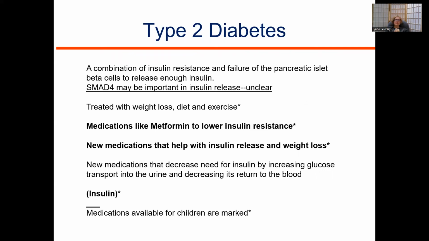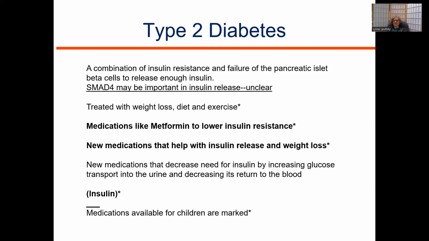To have type 2 diabetes rather than metabolic syndrome, you need to have a combination of insulin resistance and failure of the pancreatic islet beta cells to release enough insulin. SMAD4 may be important in insulin release. There are some studies suggesting this, but the mechanism is really quite unclear.